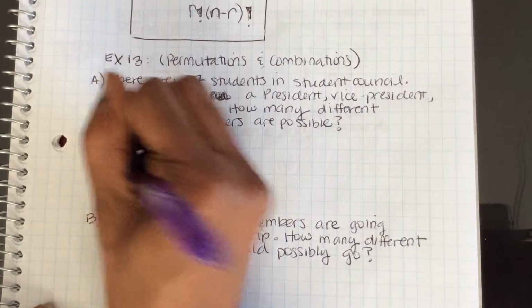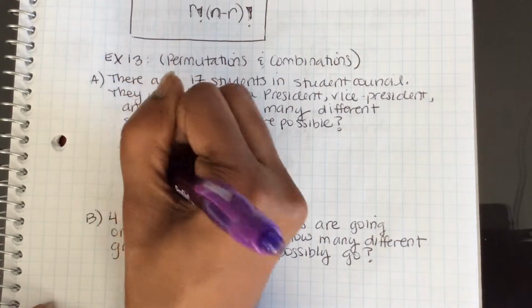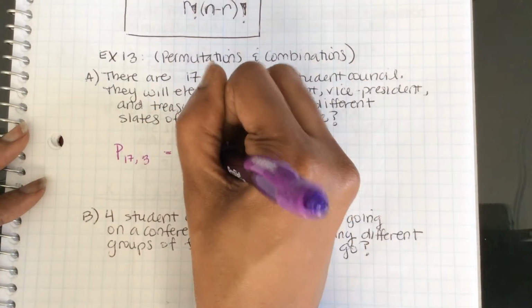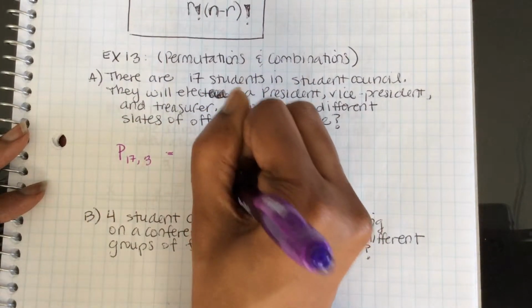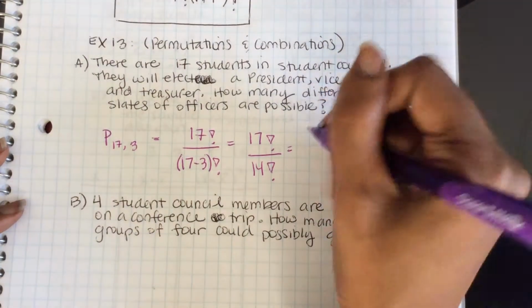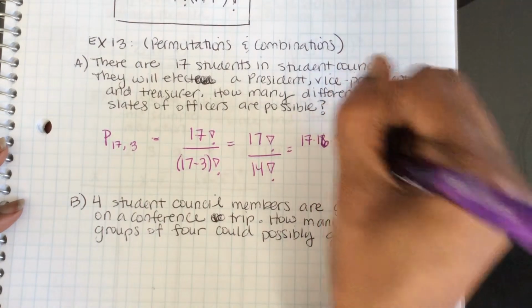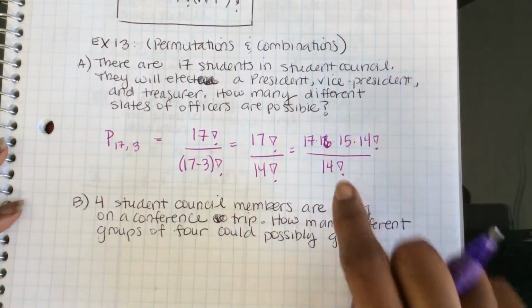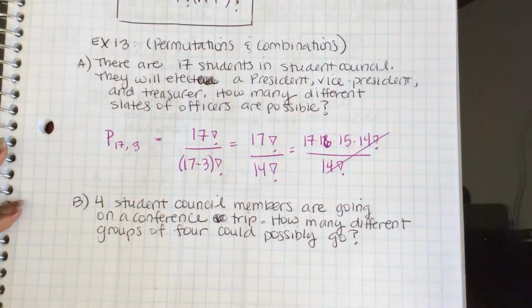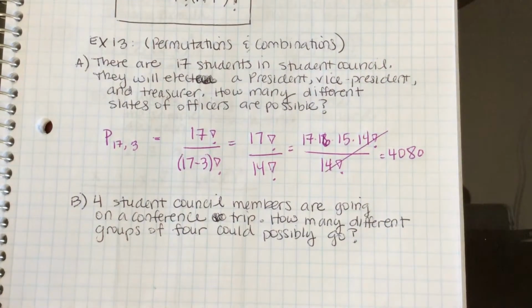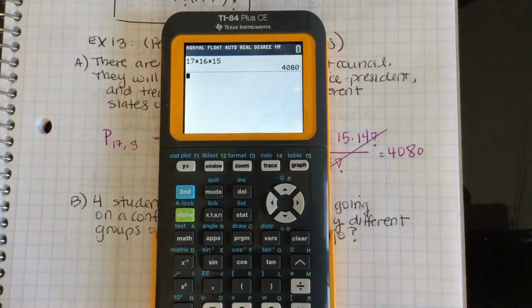So this is a permutation of 17 students choosing three possible orders of slates. So that's going to be 17 factorial over 17 minus 3 factorial, which is 17 factorial over 14 factorial. Now remember, 17 factorial is 17 times 16 times 15 times 14 factorial, which will go all the way down to 1. The reason why I stopped there is because my denominator already had 14 factorial. That'll cancel out. So it is 17 times 16 times 15, which is 4,080 possible slates.